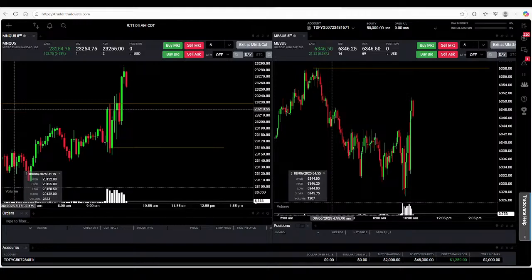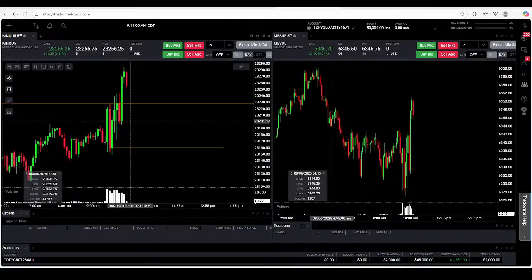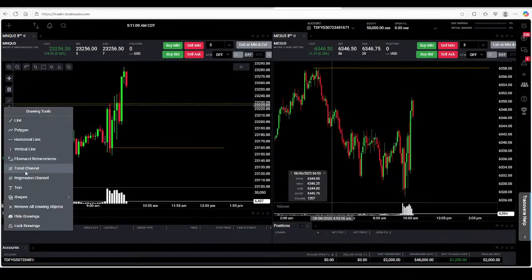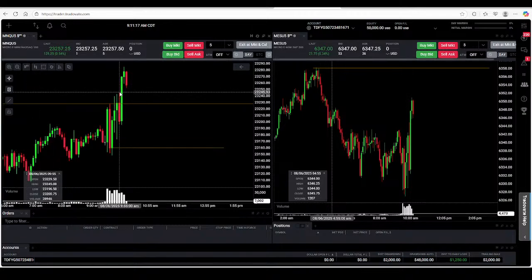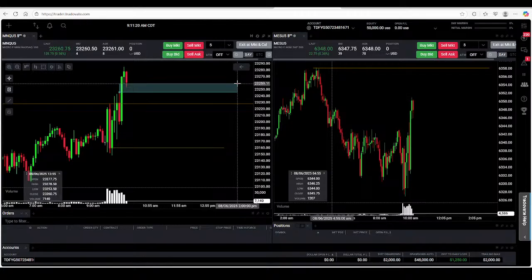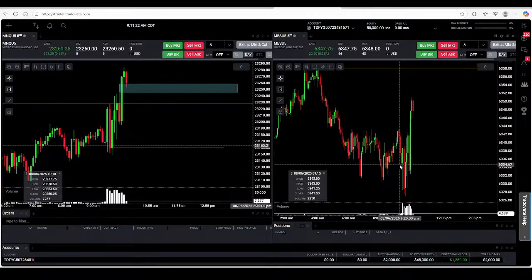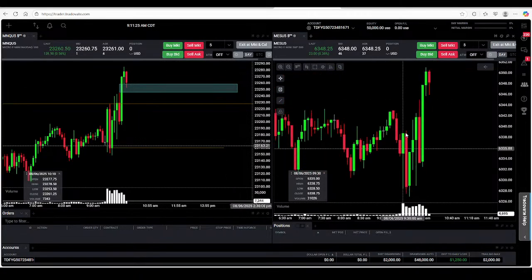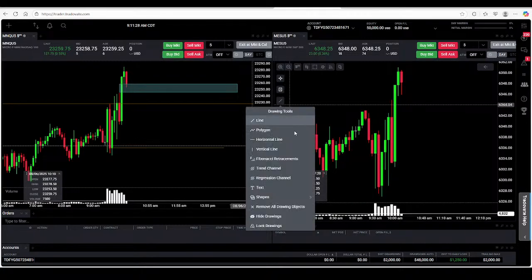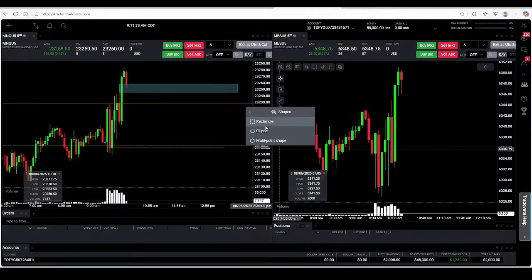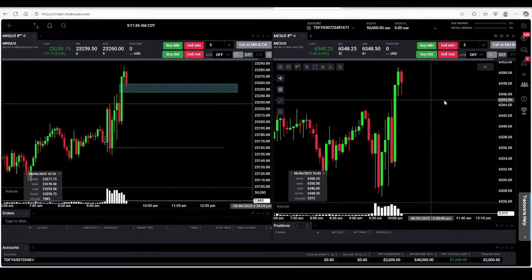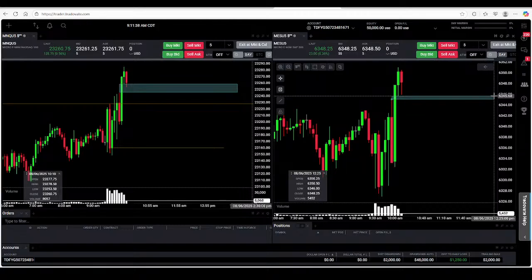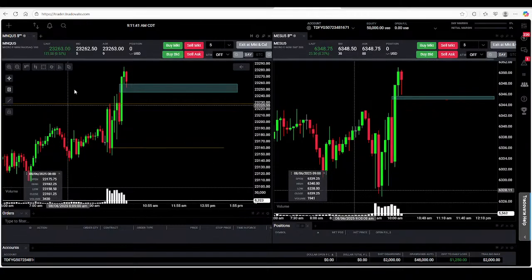So, let's see here. Show you guys what I'm looking at. Oh, how do I do this? Where is box? I want a box. Shapes. Rectangle. Boom. Let's see, we got it on both. So this is a little fair value gap.